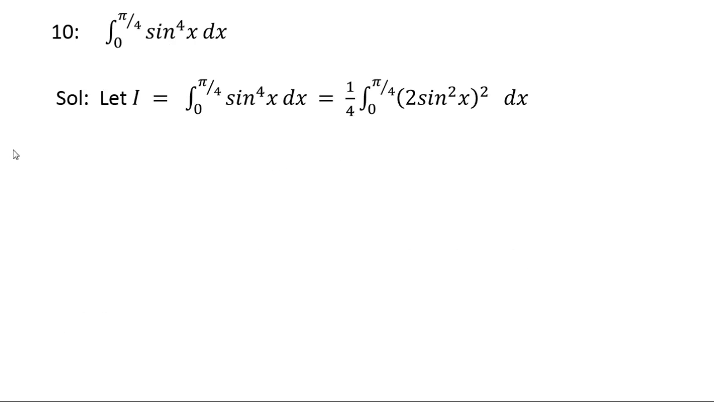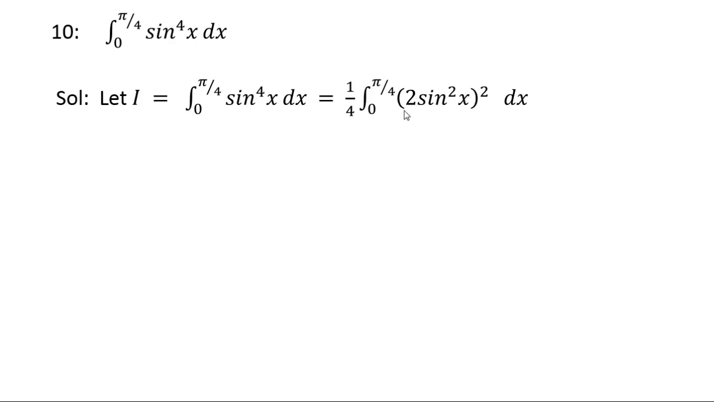For this, what do we do? We make use of the formula 2 sin square theta is equal to 1 minus cos 2 theta. And for that I want 2 here. So I have adjusted 1 by 4, and inside 4 I write that 4 as 2 square.